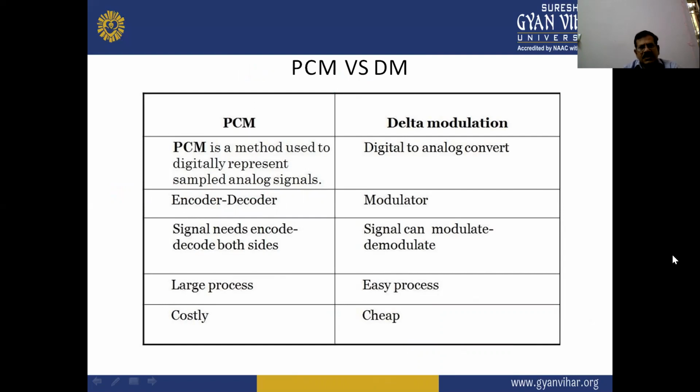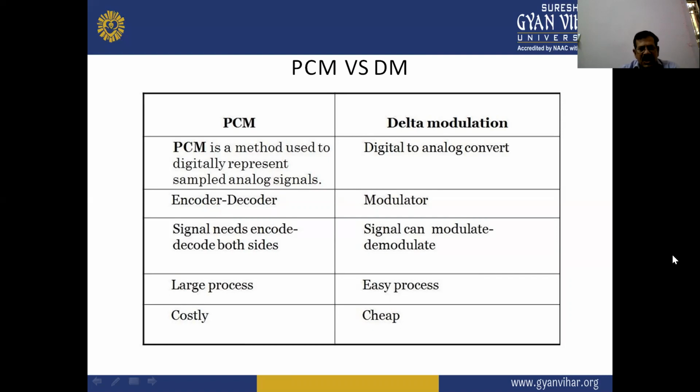Next comparison, PCM versus delta modulation. PCM is a method used to digitally represent sampled analog signals, whereas delta modulation is a digital to analog converter. Second is encoder and decoder: in the PCM system we use an encoder and decoder device, whereas in delta modulation we use modulators.